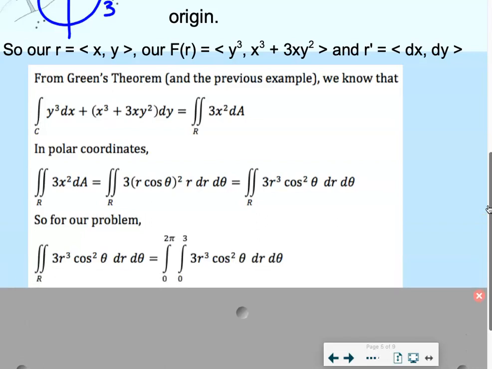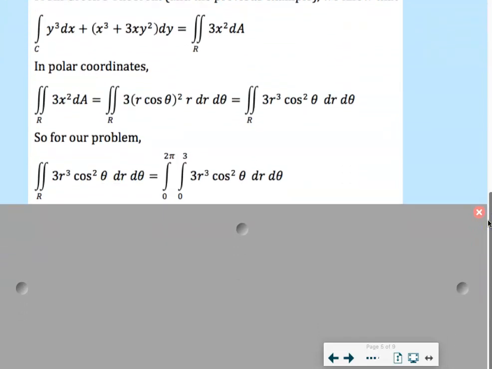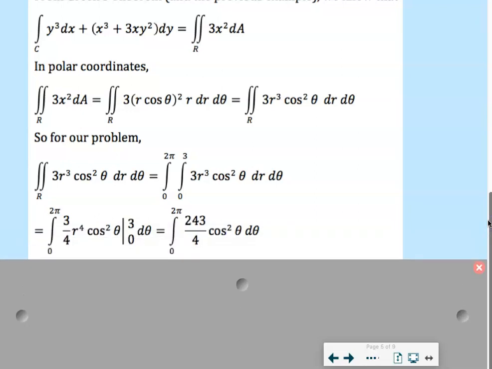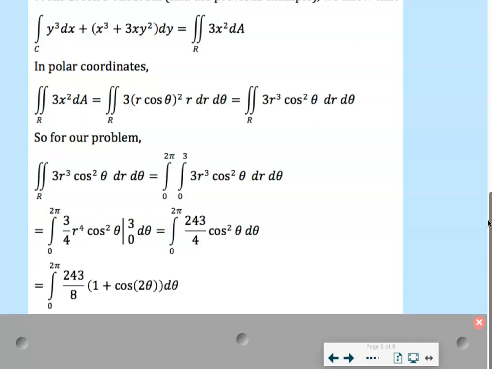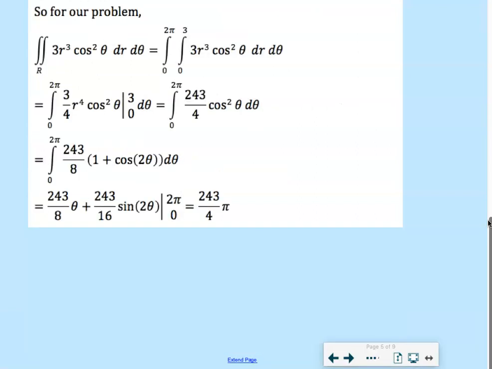So I just cleaned that up and then apparently waited 4 steps to put my limits on. So there we go. All right. And I antidifferentiate in r. So 3/4 r to the 4th. Plug in, you get this guy. Antiderivative of cosine squared, you have to do a power reduction. So you end up with 1/2 times 1 plus cosine 2 theta. And we antidifferentiate cosine 2 theta. Antiderivative is 1/2 sine 2 theta. So you end up with 243 pi.